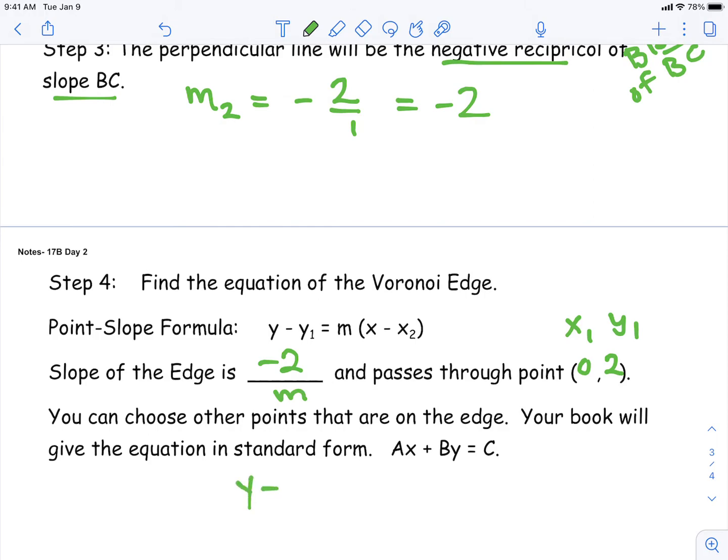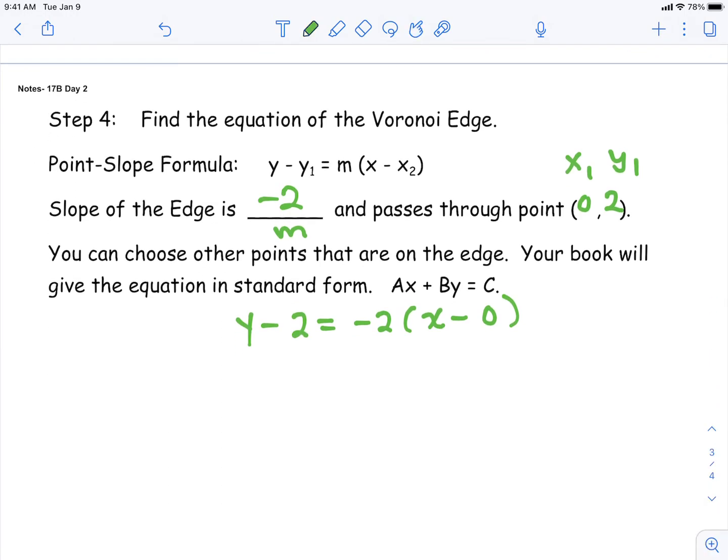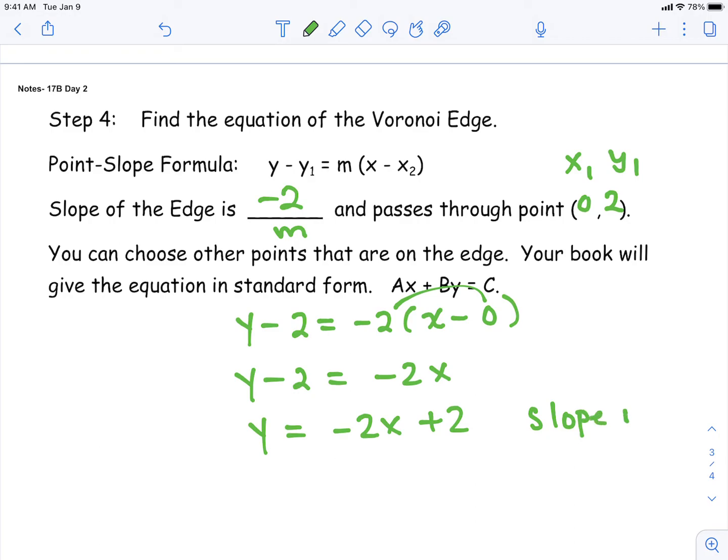So it's going to be y minus 2 equals -2 quantity x minus x sub 1, which is 0. So that would be the start of the point slope formula. Now you can distribute that negative through, so you get -2x, and when we distribute the 0, that just becomes 0. Then we solve it for y, so you get -2x, and then add 2. So this would be the equation in slope-intercept form. And that's what we tend to use in our Algebra 2 courses.